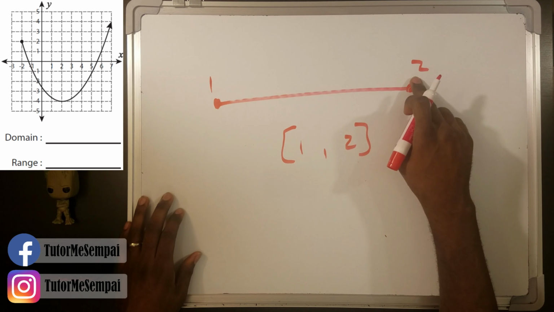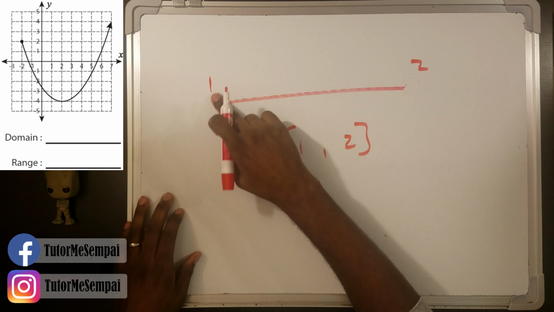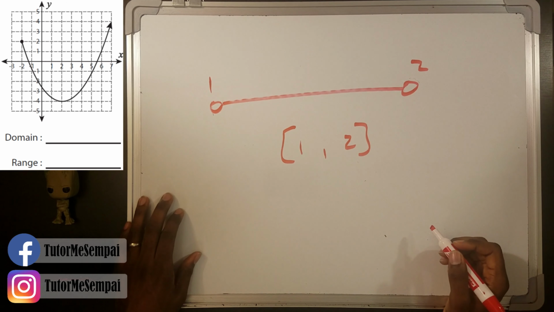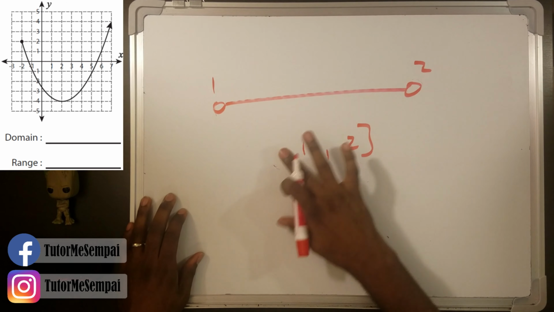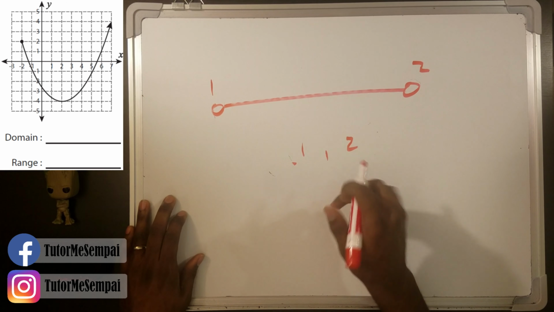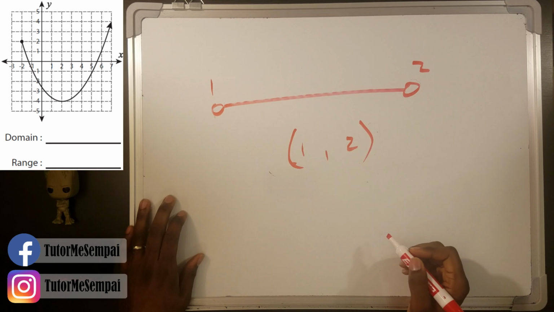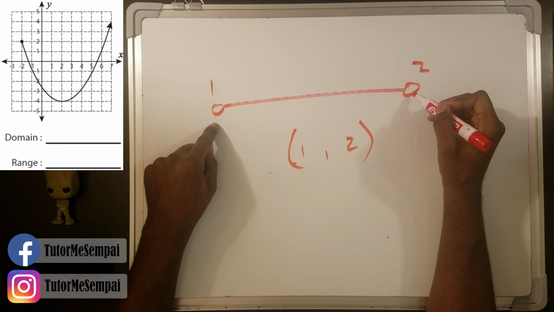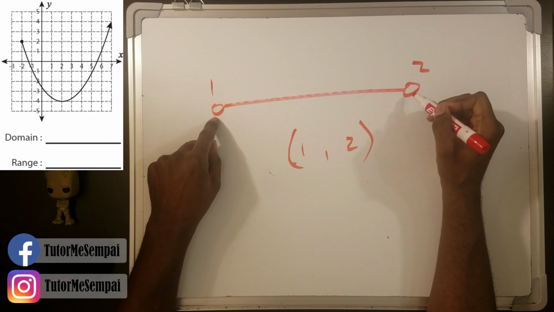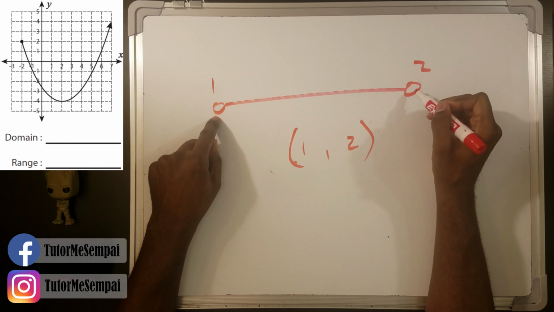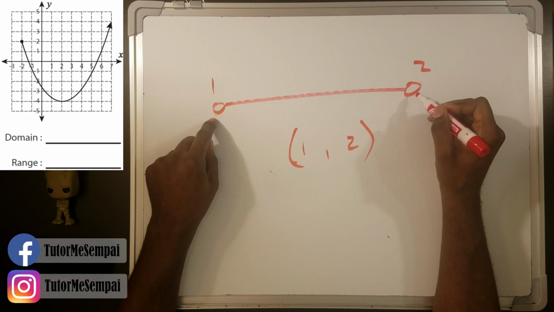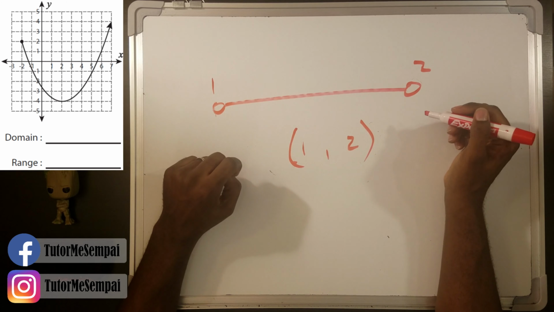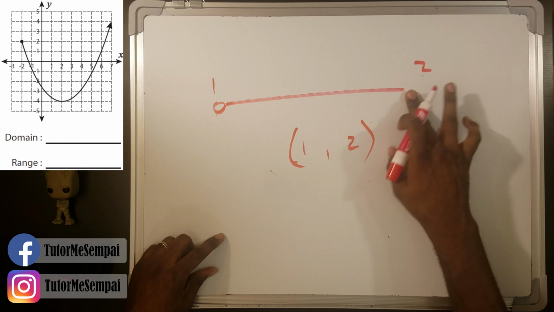If you have a graph like this, well, that's going to change our notation to be the parentheses, because these open circles mean, hey, we want to get as close as possible to these numbers, but we don't want to hit them. So 1 and 2 are not going to be included in this graph, thus they will not be included in this interval.